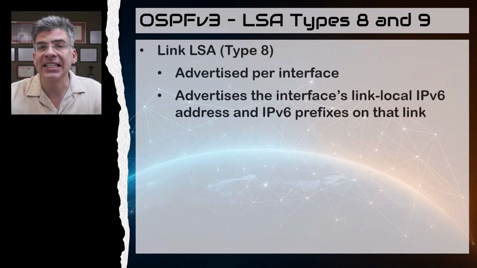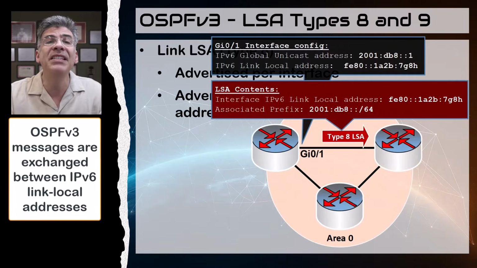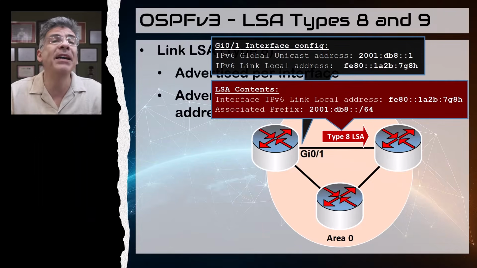Type 8 LSAs are also known as link LSAs. These are advertised per interface and have only local significance. They contain the link local address of the interface sending them, as well as the associated IPv6 global unicast prefix of that interface. Now, IPv6 uses link local addresses to allow OSPF version 3 routers to communicate with their neighbors. This is done by design.